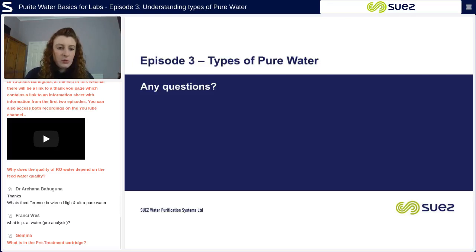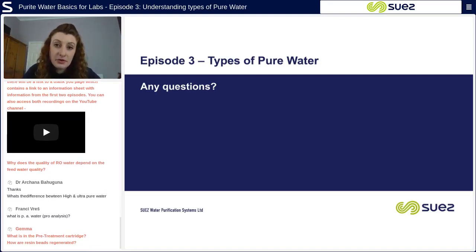So there's another question here. What is in the pre-treatment cartridge? So pre-treatment is activated carbon, and this is to remove the organics from the feed water. So activated carbon is a form of carbon that has been processed to increase its surface area like a sponge. So it has lots of different pore sizes, and the different sized organics get trapped within these pores. So it's mainly to remove the organics from the water and also chlorine.